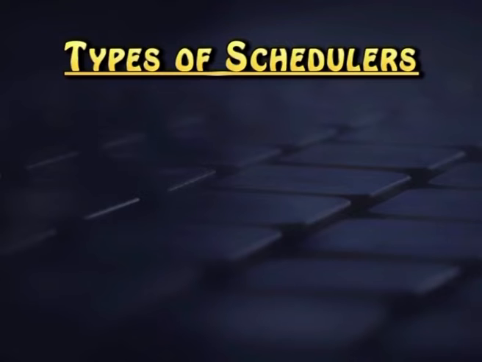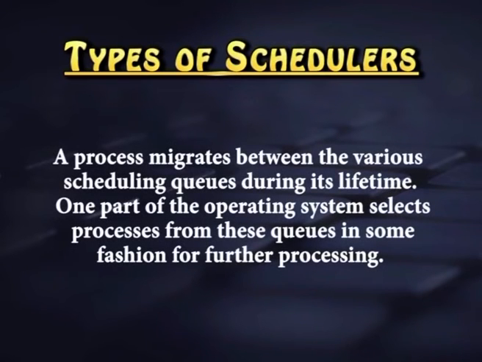Next, we are going to discuss various types of schedulers. A process migrates between the various scheduling queues during its lifetime. One part of the operating system selects processes from these queues in some fashion for further processing. This part of the operating system is called the scheduler. There can be three types of schedulers in an operating system, as discussed.